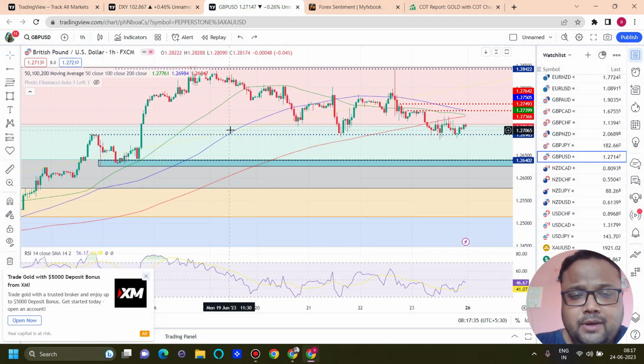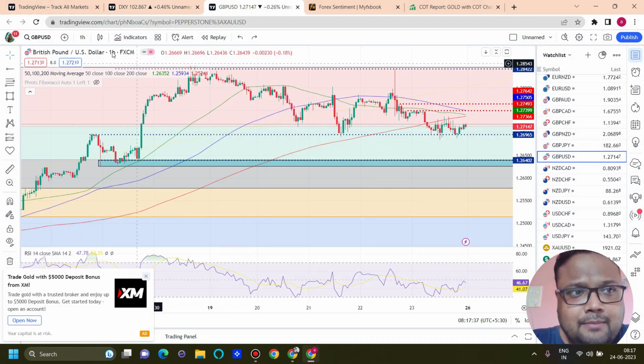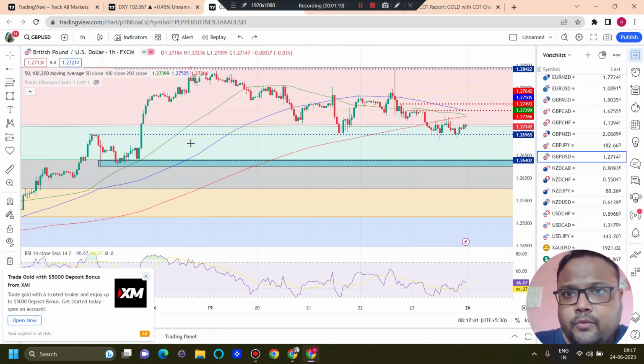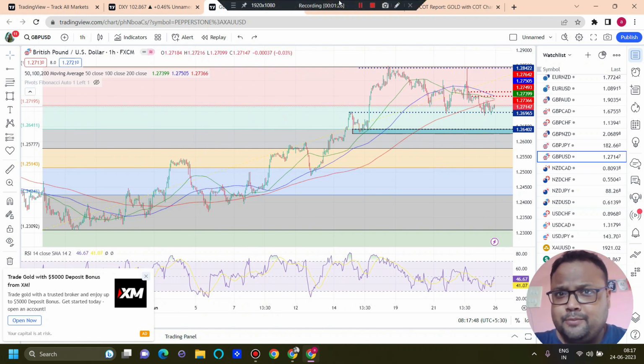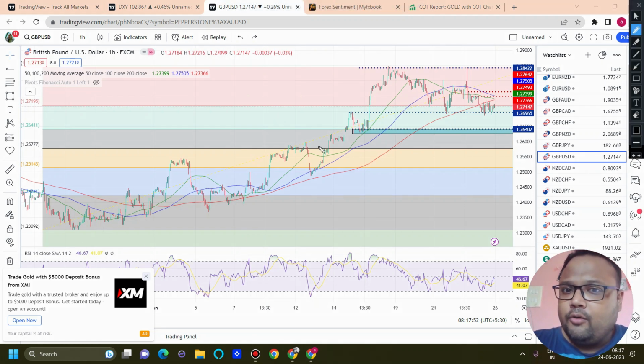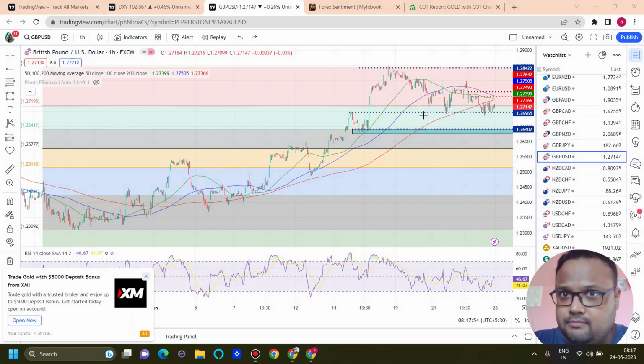Now let's look at GBPUSD. As you can see, I am on the 1 hour time frame of GBPUSD, and on the 1 hour time frame we can see that the overall trend of the market is towards the upside. There is no doubt about it. Listen to me carefully. Things are a little bit weird here. See, the overall trend of the market is towards the upside, no doubt.